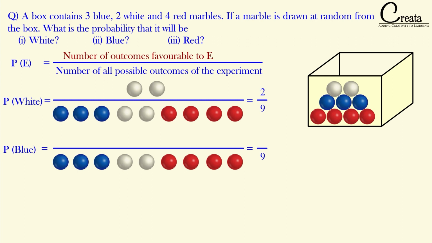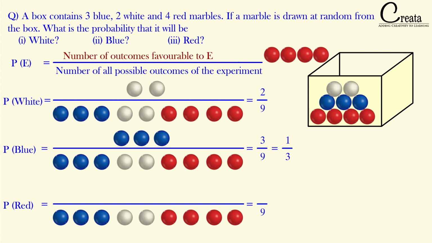Similarly, in the second case, we have to calculate the probability of blue marbles. We are having total 3 blue marbles. So the favorable outcome for the blue marble is 3. So in the numerator it will be 3, denominator it is 9. So the probability of blue marble is 3 by 9, that is 1 by 3. Similarly, the red marble, we are having total 4 red marbles. So the favorable outcome for the red is 4. In the numerator we got 4 and in the denominator it is already 9. So the probability of red marble is 4 by 9. Got it? White marble it is 2 by 9, blue marble it is 1 by 3 and red marble it is 4 by 9.